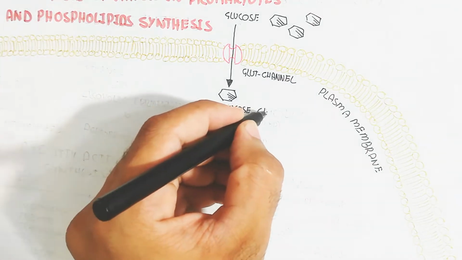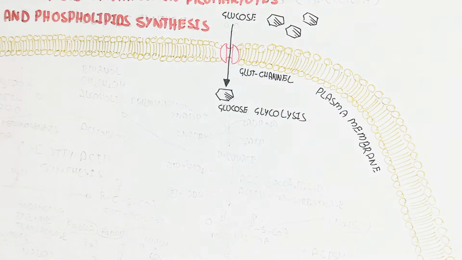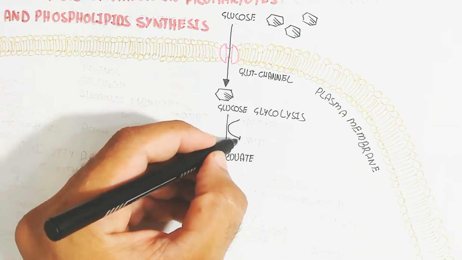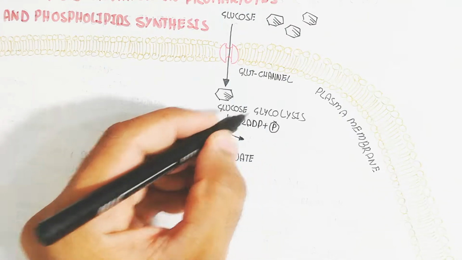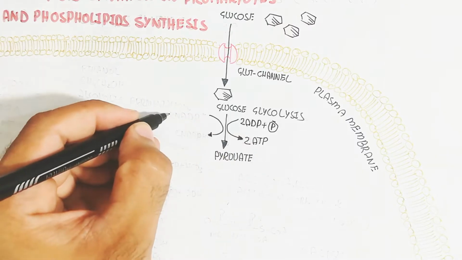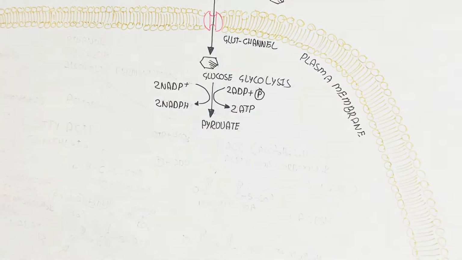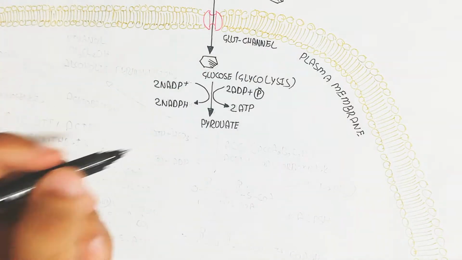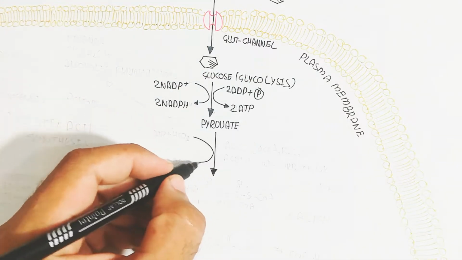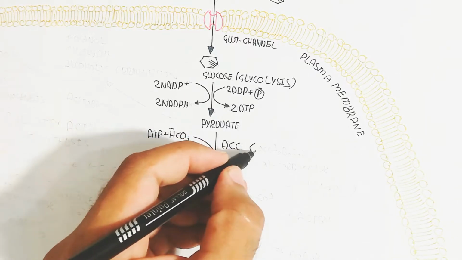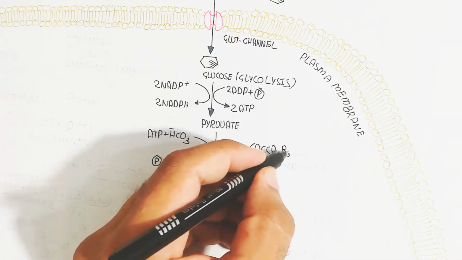In this way, the glucose will enter into the cytoplasm, and here glycolysis will occur without oxygen, because the bacteria do not contain mitochondria, so aerobic respiration will not occur. So the glucose undergoes glycolysis to produce ATP and 2 NADPH, forming 2 molecules of pyruvate from the one glucose molecule, because each pyruvate contains 3 carbons.